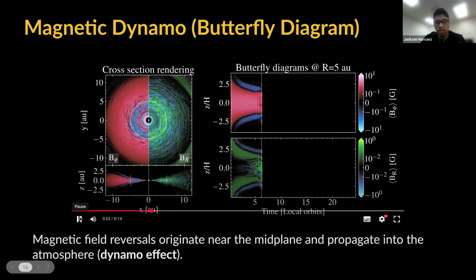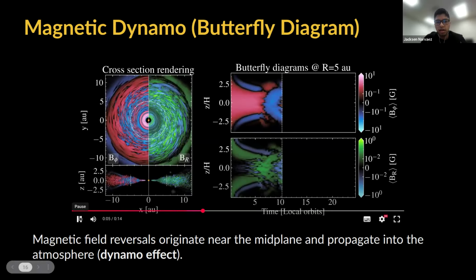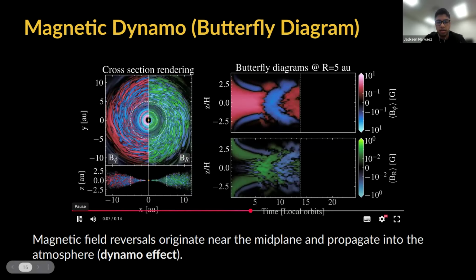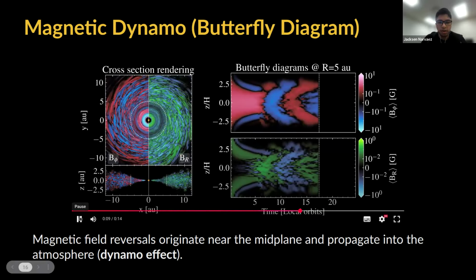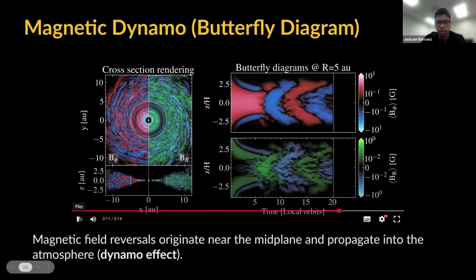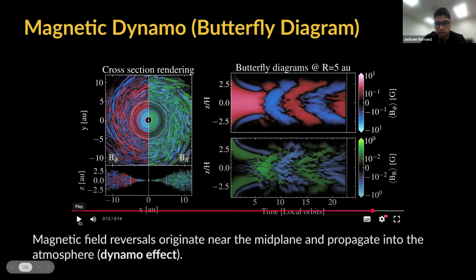So the first thing that we observe is the generation of the poloidal magnetic fields after just a few orbits. Here at the beginning, there was only toroidal magnetic field, but after about 5 local orbits, there is this generation of radial magnetic fields, and also the generation of reversals in the orientation of the magnetic fields that first originate in the midplane and then propagate to the atmosphere of the disk.